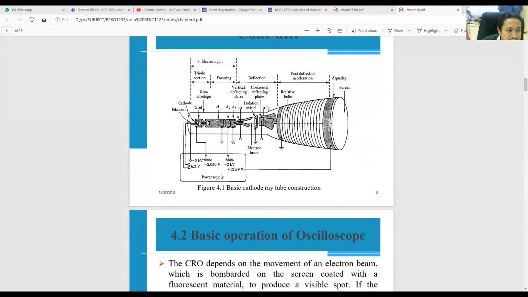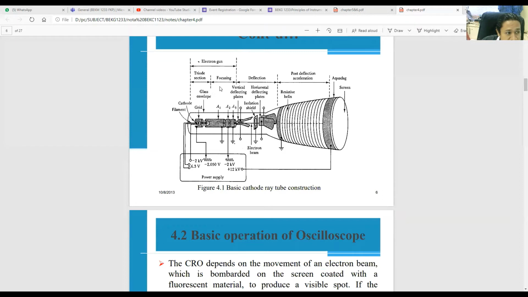Okay, so this is a figure for the basic cathode ray tube construction. Actually, this is the basic construction of an oscilloscope. You can see this is the electron gun. On the electron gun we have the filament and cathode, and also we have the glass envelope here. This is the glass envelope, and the first part is the triode section.